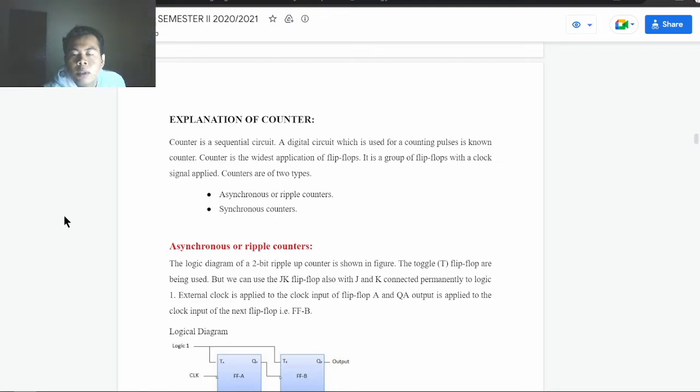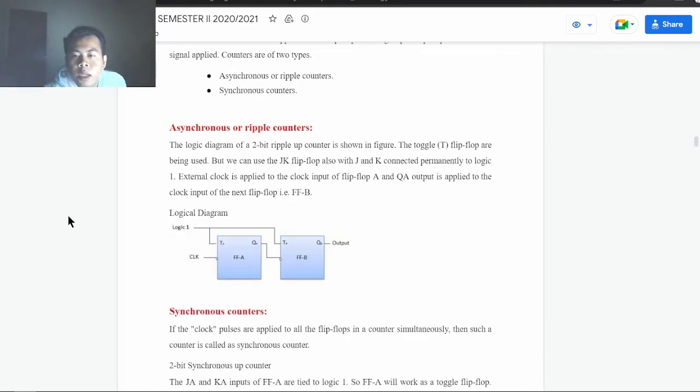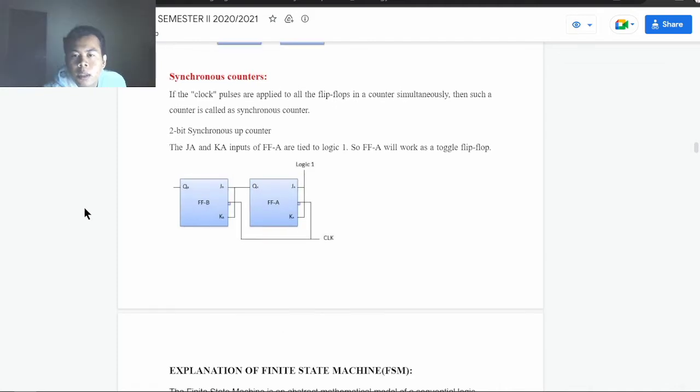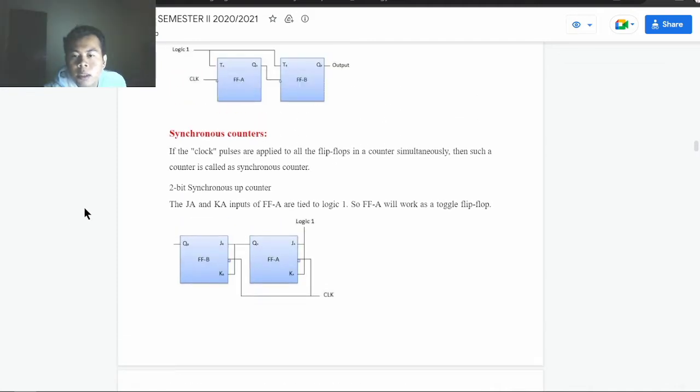Explanation of counter. A counter is a sequential circuit. It's a group of flip-flops with a clock signal applied. Counters are of two types: asynchronous or ripple counter, and synchronous counter. First, we can see how the asynchronous or ripple counter works. In an asynchronous or ripple counter, an external clock is applied to the clock input of flip-flop A and the QA output is applied to the clock input of the next flip-flop, flip-flop B. In the synchronous counter, we can see the figure of a 2-bit synchronous up counter.